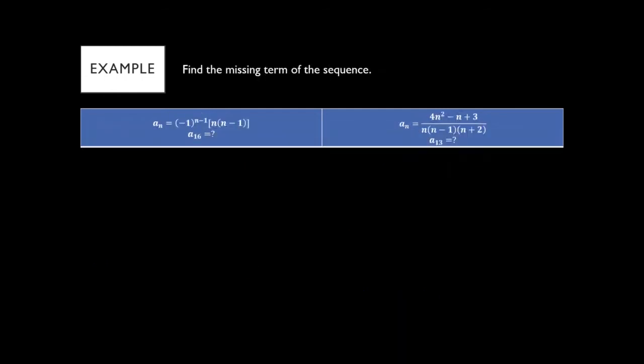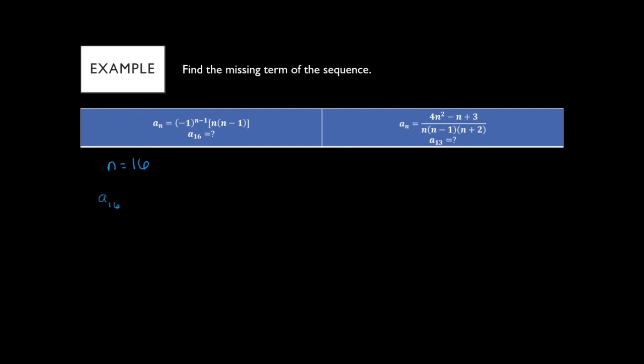So here now we're going to find the missing term of the sequence. And so these are much more complicated sequences. And we're given the formula, and then we're looking for a specific term. So like the first one, it says a sub 16 equals question mark. So you're basically looking for the 16th term. So we're being told n is equal to 16. What is the value when you plug that in?